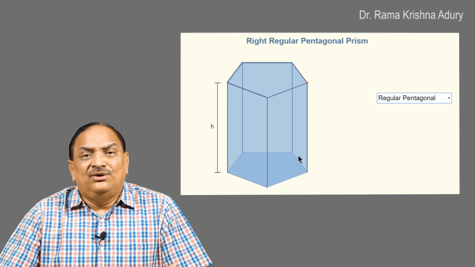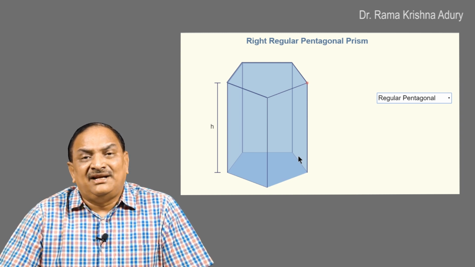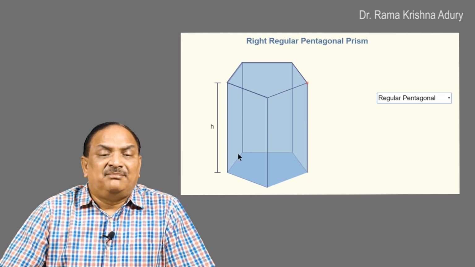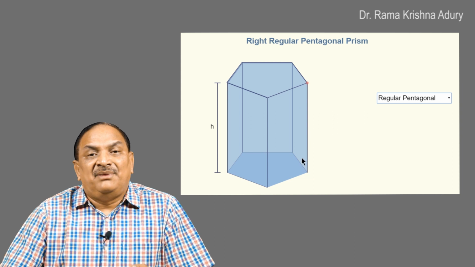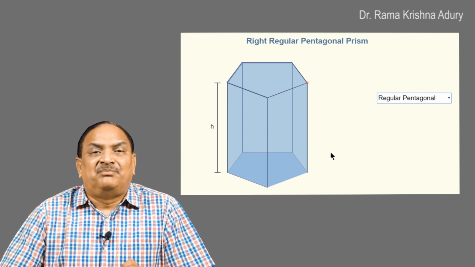Okay, fine. How do you get the volume? Any prism can give you the volume very easily. Base area times height. So here you determine the area of this pentagon and multiply it with the height. Base area times height will give you the volume of this prism. It's very easy to find out.